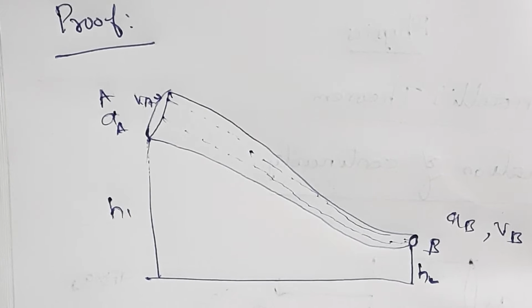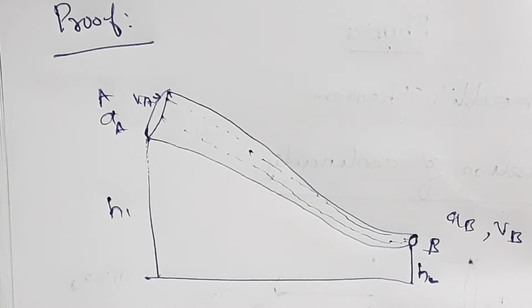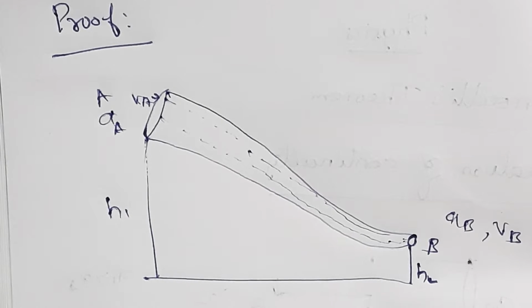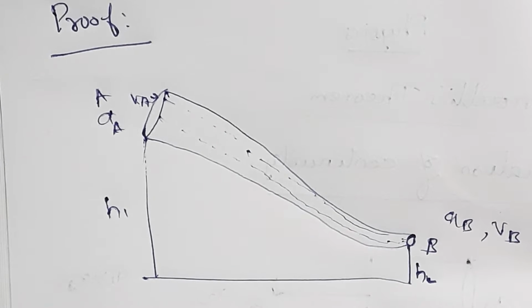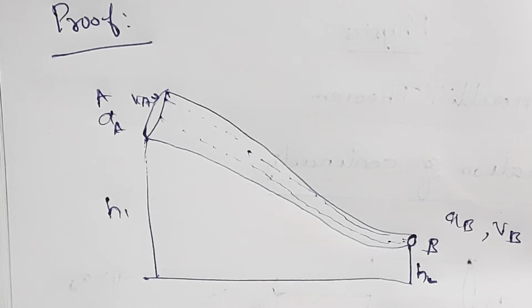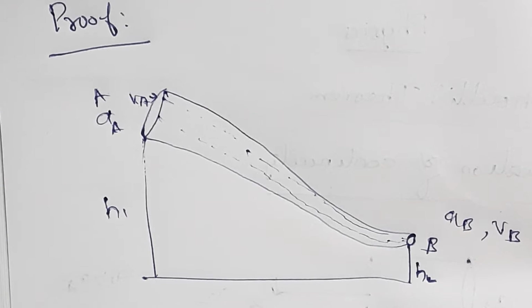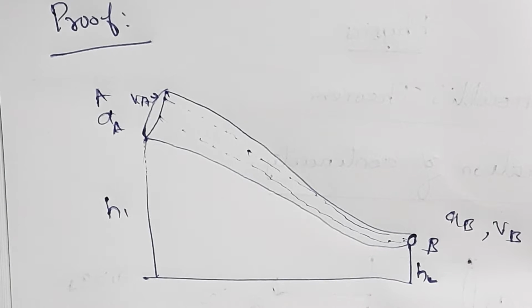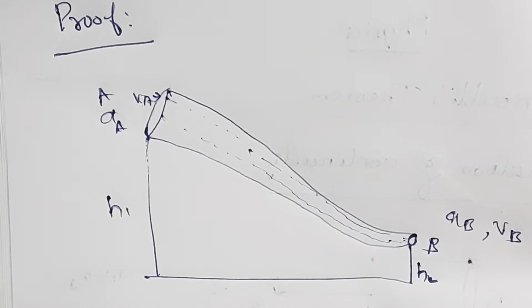Now, capital V be the volume of the liquid. This volume of the liquid is the same when it enters at A and when it leaves from B in the same time. So V be the volume of the liquid when it enters A in a time T, which is equal to the volume of the liquid leaving B in time T.